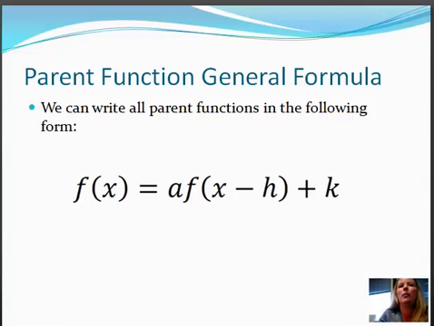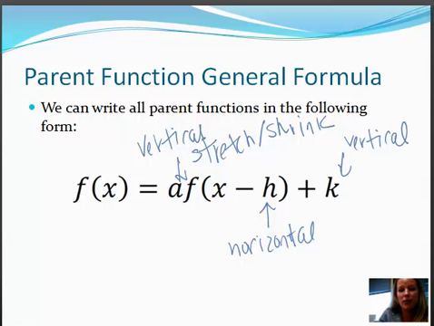So the general formula is f of x equals a f of x minus h plus k. Our a value stands for our vertical stretch or shrink. Okay, our h value stands for our horizontal movement. And our k value stands for our vertical shift. Alright, so in every function that we do, no matter what it is of the 8 parent functions, we will use this formula or this order to decide what's happened to it.